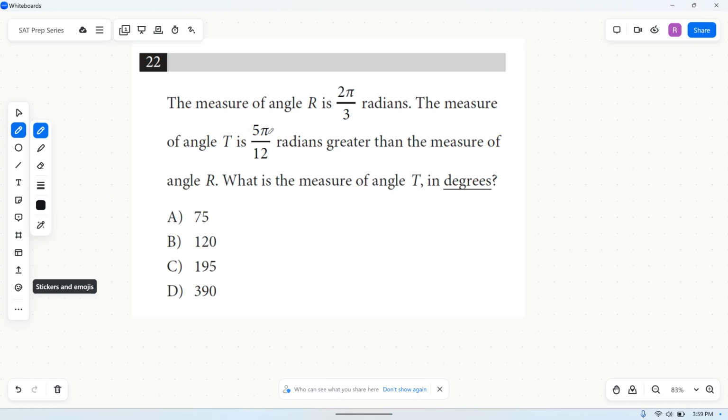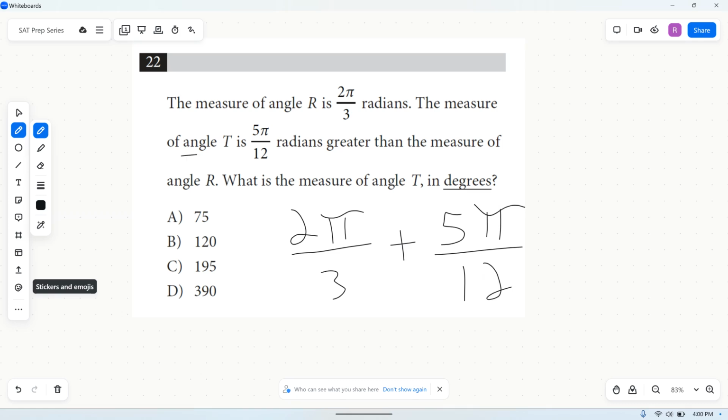So if angle T is 5 pi over 12 radians greater than angle R, then what we're going to do to figure out angle T is take angle R, which is 2 pi over 3 radians, plus 5 pi over 12 radians. And if we add these together, we should find the measure in radians for angle T. So let's do that first.